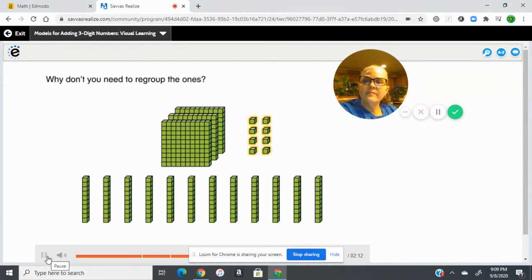Why don't you need to regroup the ones? So let's look at the ones. 1, 2, 3, 4, 5, 6, 7, 8. Why don't we group them like these are grouped in the hundreds and these are grouped in the tens? Why wouldn't we group those? What do you think? Do you think it could be because you need to have a 10? There's not enough to make a 10? There are fewer than 10 ones, so you don't need to regroup.